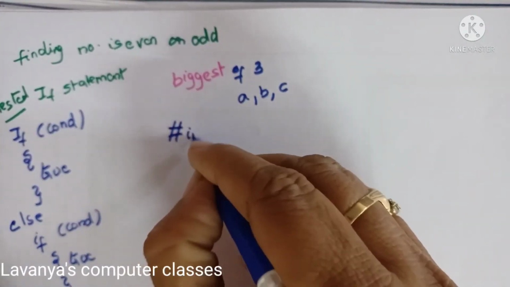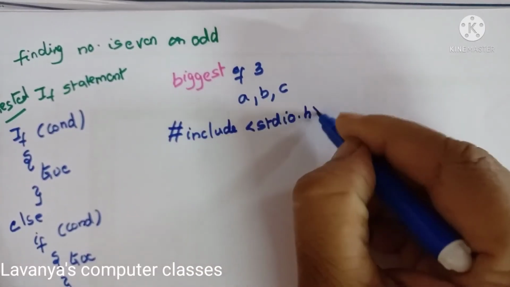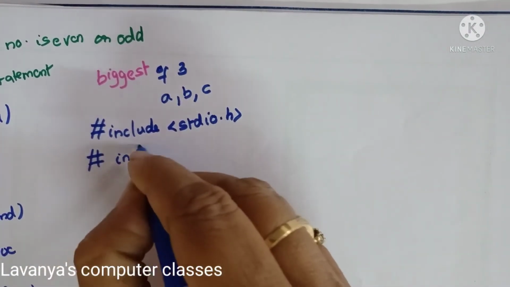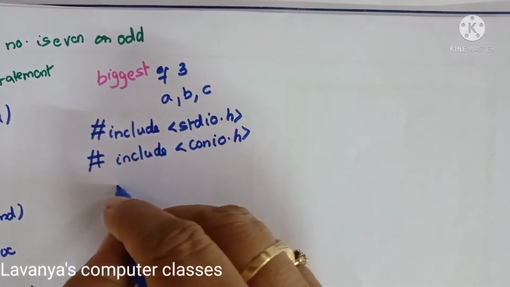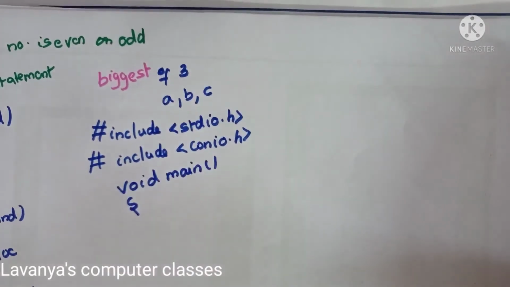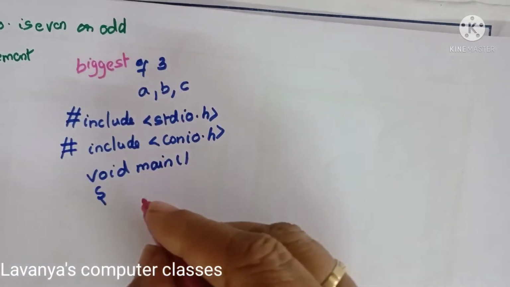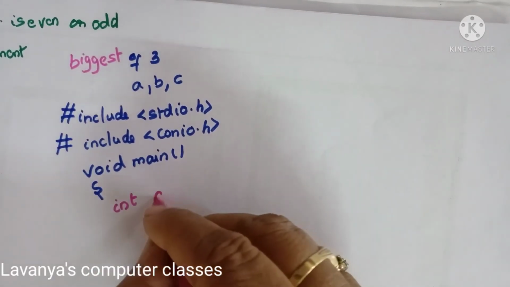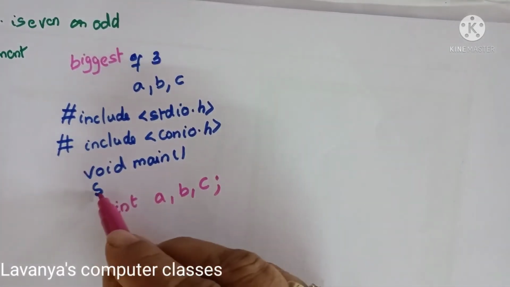Every program starts with #include stdio.h. Then the second line is #include conio.h. Then void main, then flower brackets. Now after that we start the actual program. How many variables do we require? Biggest of three numbers means we need three variables. All are taken as integer only. int a, b, c; each and every line in C language is ended with a semicolon.